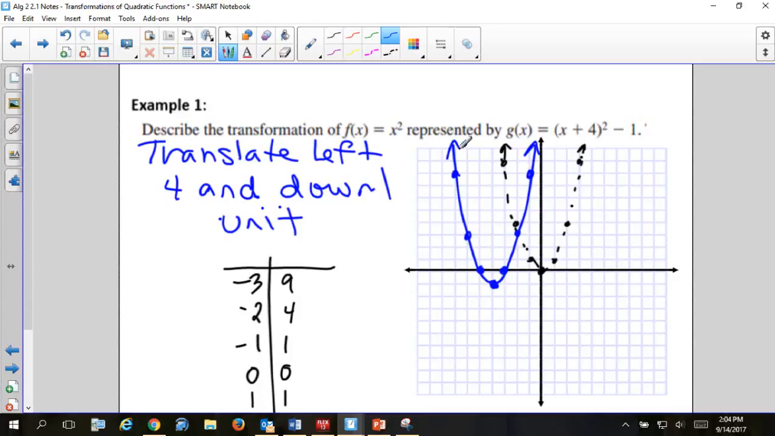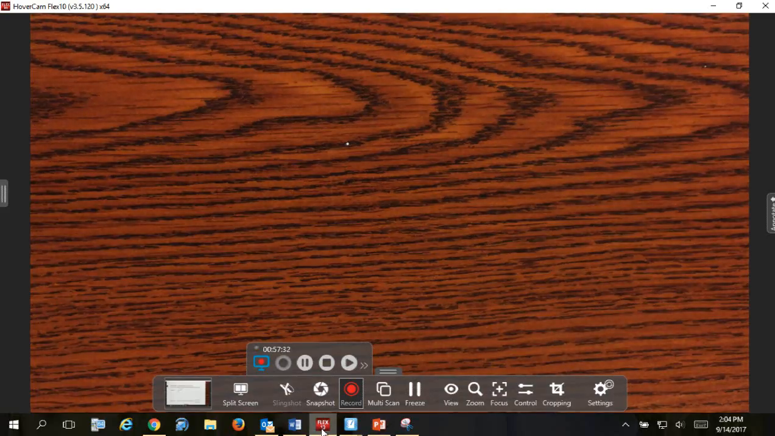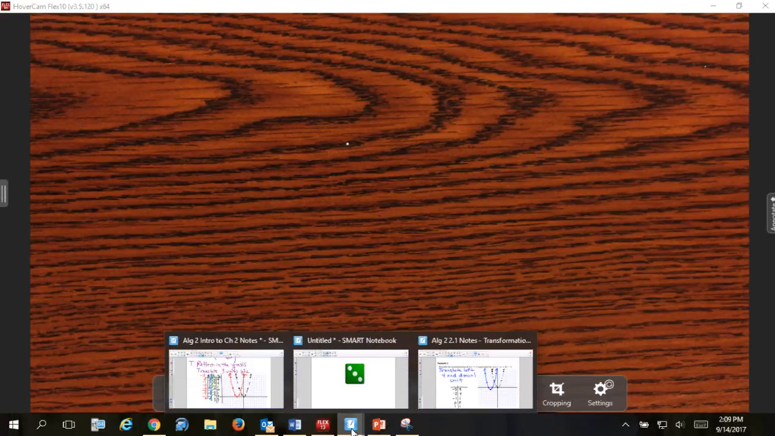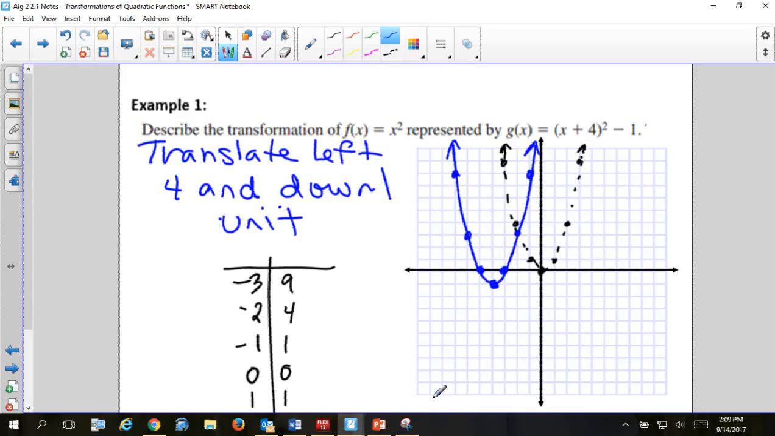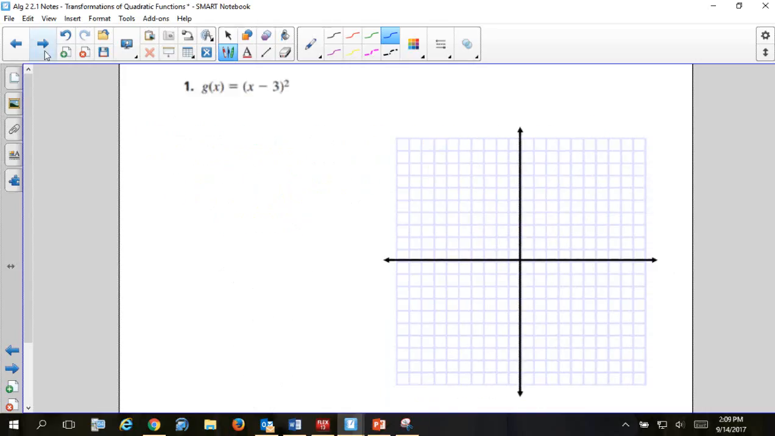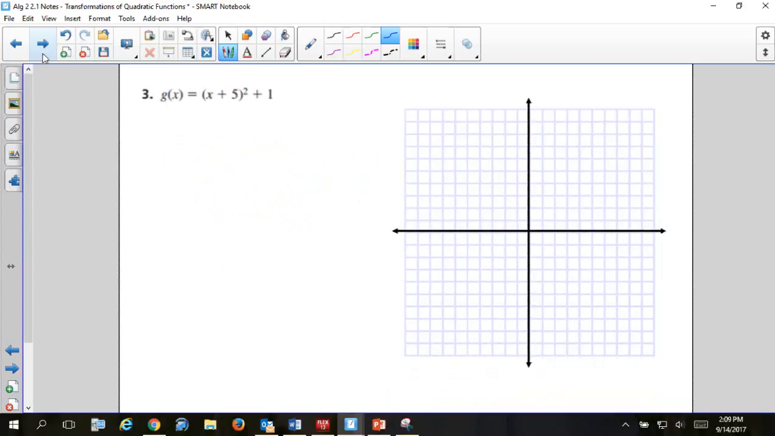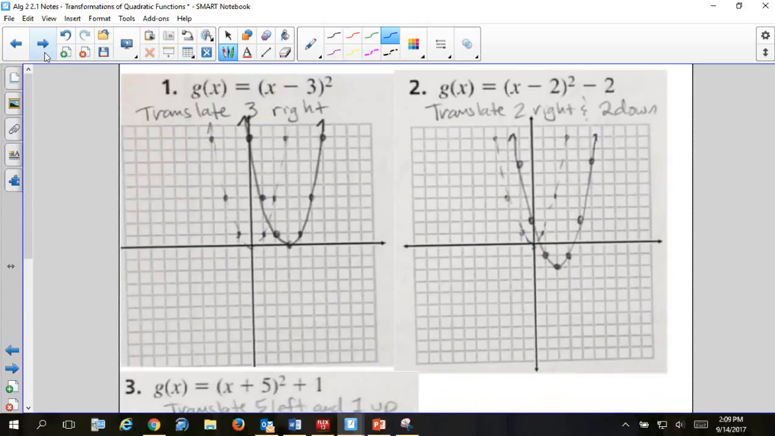So there's 3 student examples. I want you to graph your parent function, write the transformation, and move the graph. Let's see how you do. I'm going to pause the video, make sure you help me remember to unpause it.